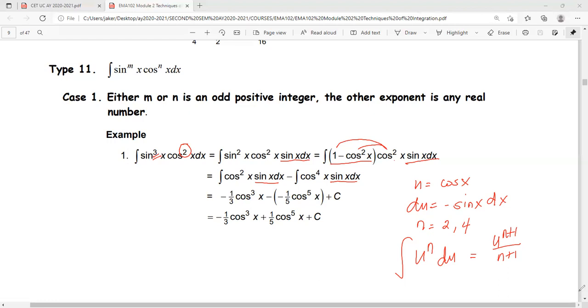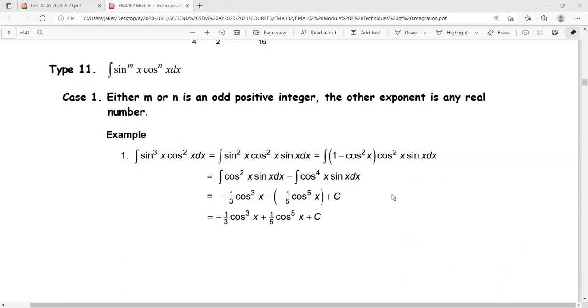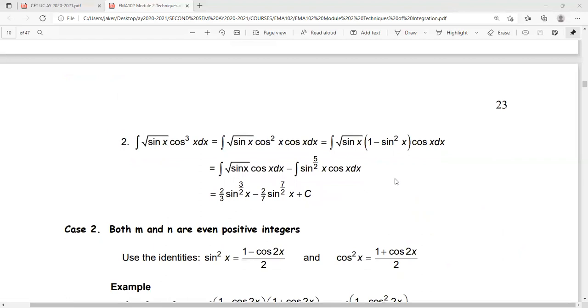No question? Okay, so if there's none, we will continue with the second example.